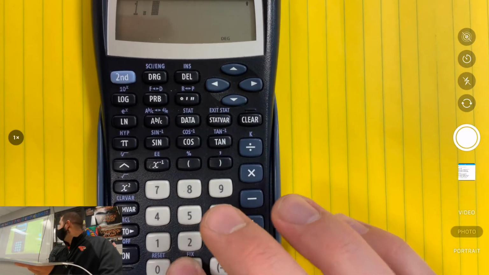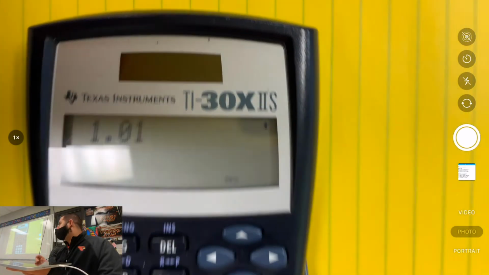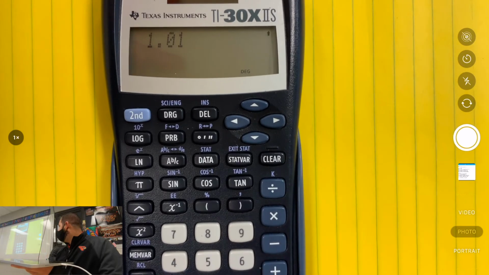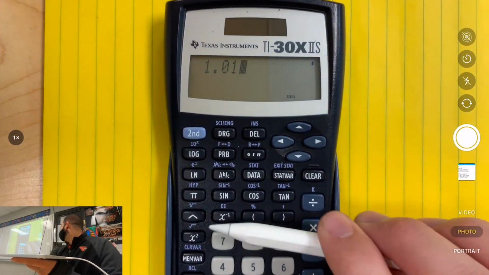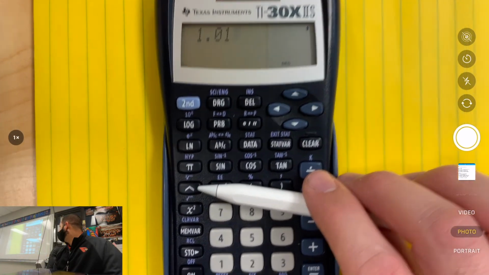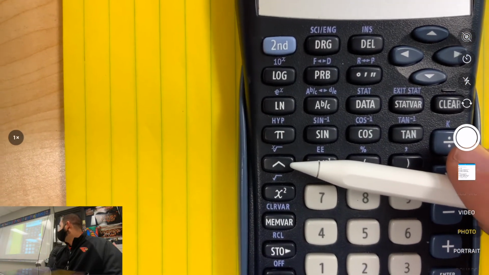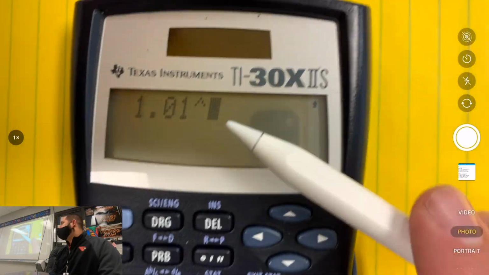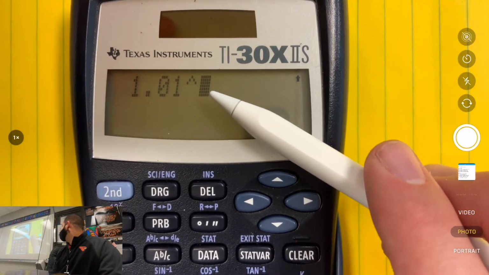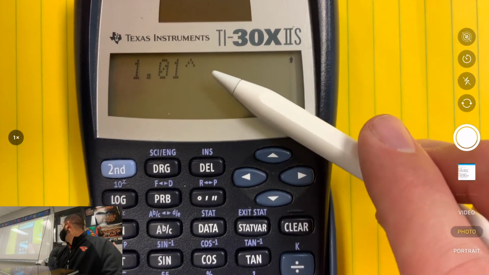1.01, right? I just typed in that number. You can see right there, 1.01. And now to put it to the 360th power, you have to hit this little caret key. The caret key is this key right here on my calculator. That's the key that I'm going to hit. Look what it looks like on my screen. It looks just like the same symbol, a little caret key, right? That's this key right there.